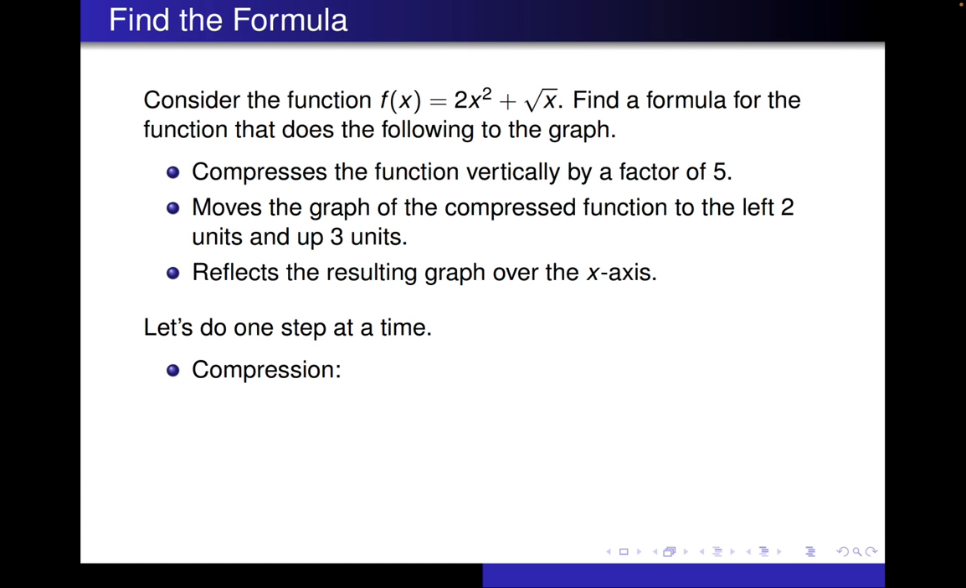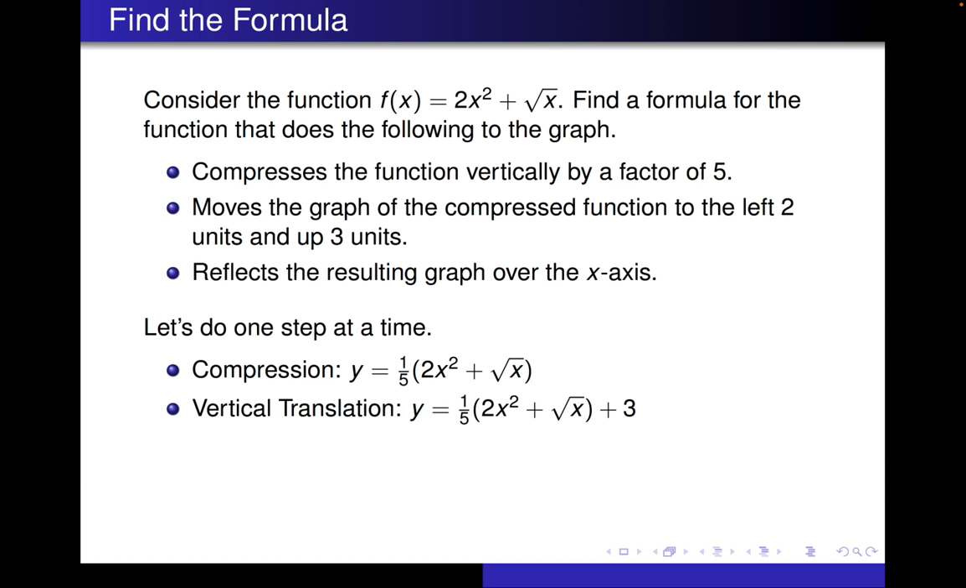First thing we're going to do is do our compression. Now, compressed by a factor of 5, compression means that our multiple is going to be between 0 and 1. And so instead of multiplying by 5, which would stretch the function, we are going to multiply by 1/5, which will compress it by a factor of 5. For our vertical translation, we're moving up 3, so all we're going to do is take our y-coordinate and add 3 to it.